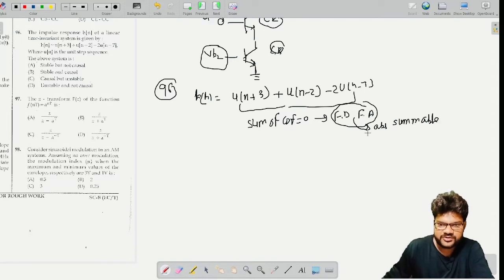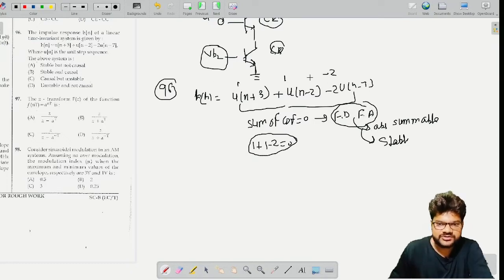And if the impulse response is absolutely summable, then we say the system is stable, okay. So if you see, its coefficient is 1, its coefficient is 1, its coefficient is -2. So the sum of coefficients will be 1 + 1 - 2, that is 0. So if the sum of coefficients for an impulse response represented in terms of step signals is 0, then we can say this sequence is finite duration, finite amplitude, and absolutely summable, so we can say this is stable, okay.